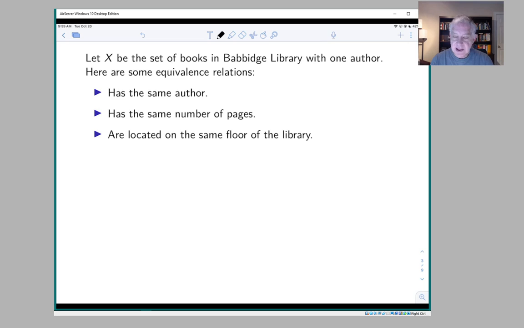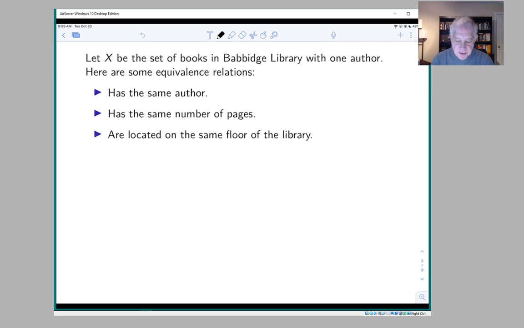And that's an equivalence relation because every book has the same author as itself. If book A and book B have the same author, then it doesn't matter which order you say that in. And if book A has the same author as book B, and book B has the same author as book C, then they all have the same author, so book A has the same author as book C. Or you could use the fact that they have the same number of pages to make a relation. Or you could say that they're on the same floor of the library.